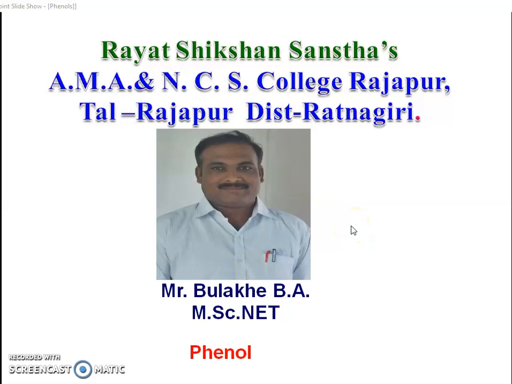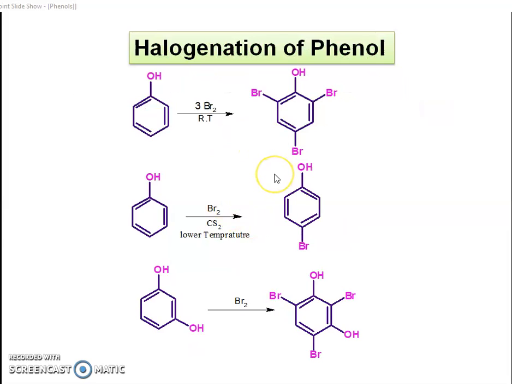Hello everyone. In today's lecture we will see the topic of phenols. In this topic we have studied the various types of reactions of phenols. The first reaction we see is the halogenation of phenols. Phenols can be treated with bromine, and then halogenation can take place at the ortho and para positions.